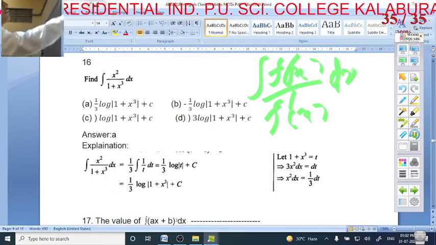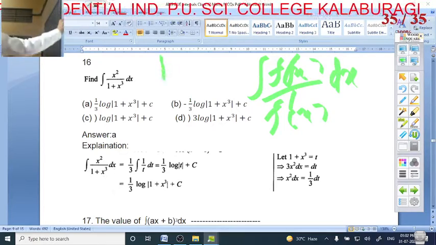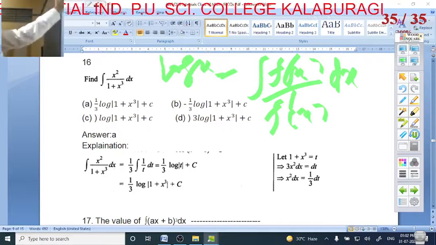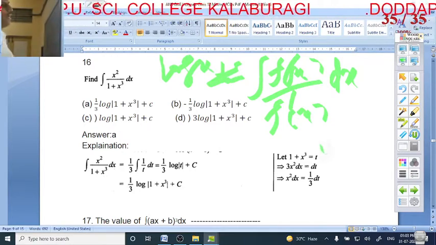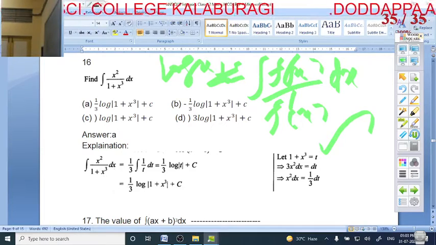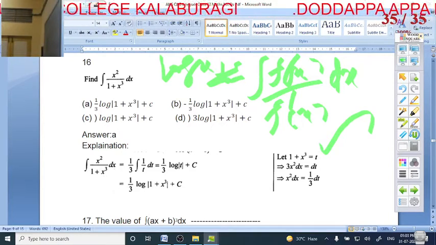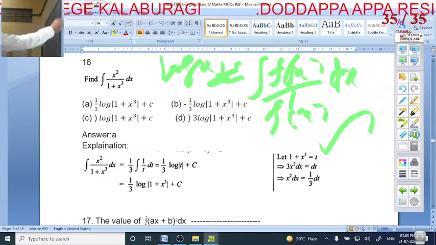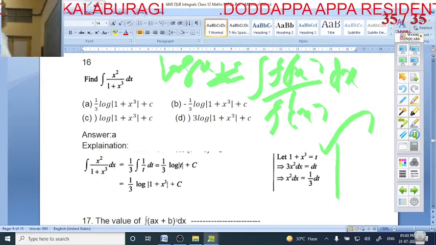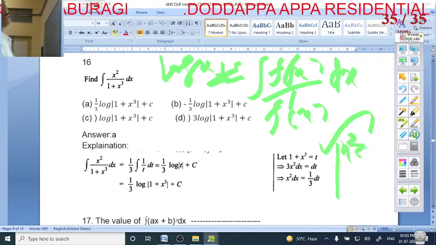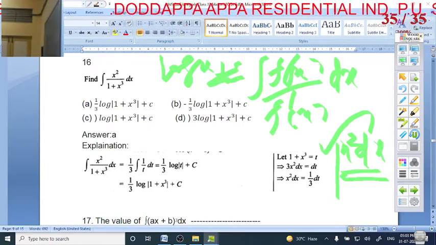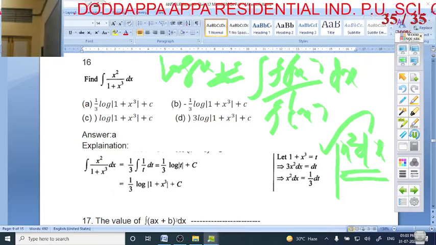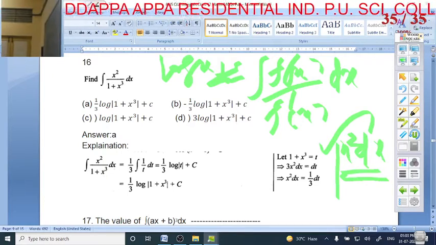This formula is very important, or indirectly we may make use of the substitution method. In other words, if I substitute the denominator 1 plus x cube equal to t, then we get 3x square dx equal to dt. The advantage is that the numerator x square dx becomes dt divided by 3, and we get 1 by 3 log t.